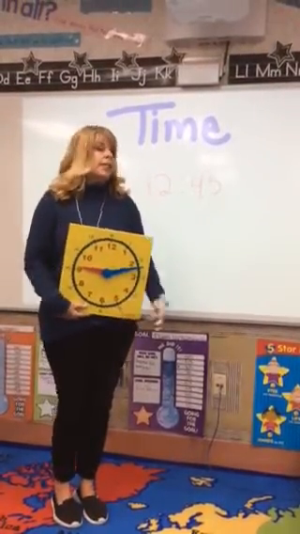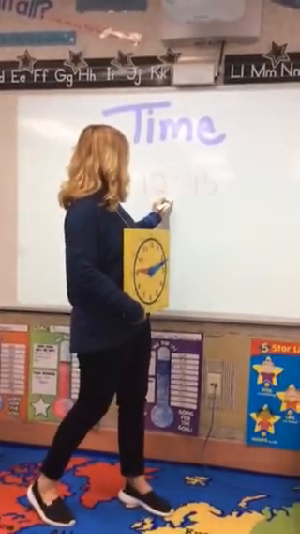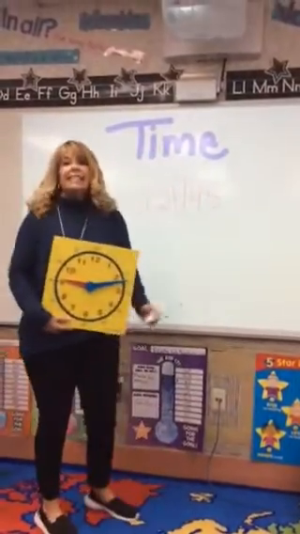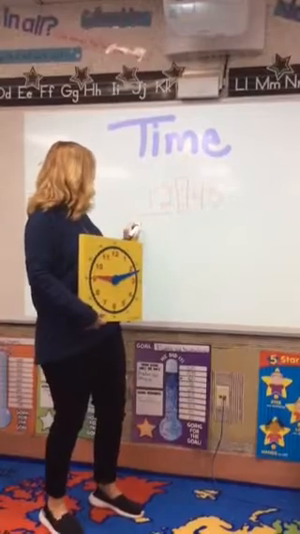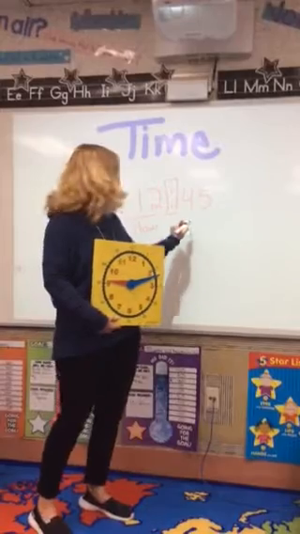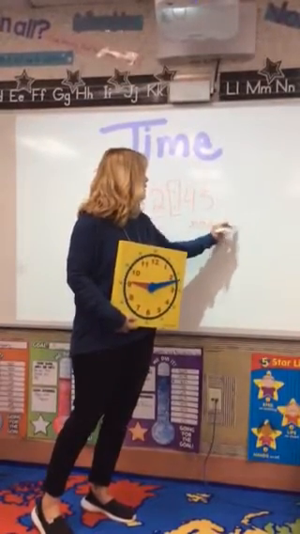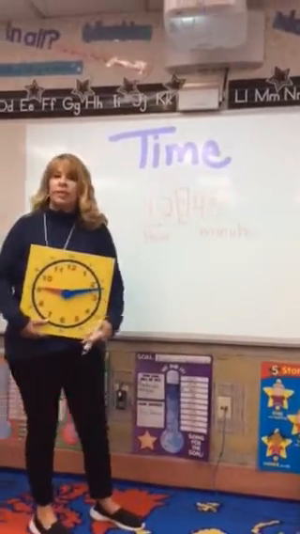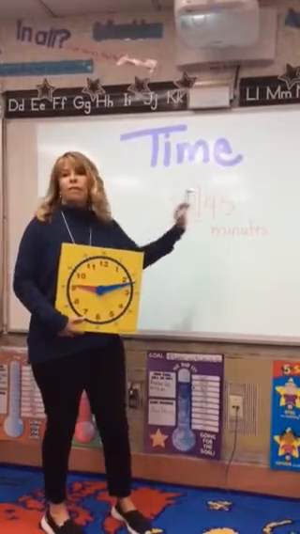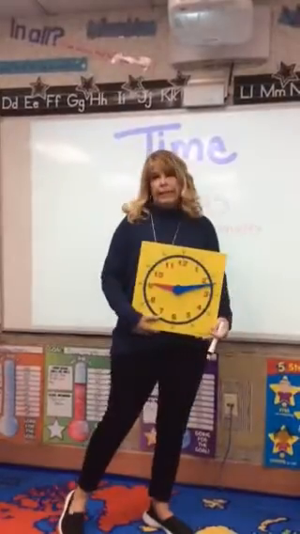But the first thing you need to know is when you're working with time, there is always what we call a colon, or two dots on top of each other. This separates the hour from the minutes. And you always read time just like you read words, from the left to the right. So you would say it's 12:45. The hour from the minutes, and that's what this colon is.